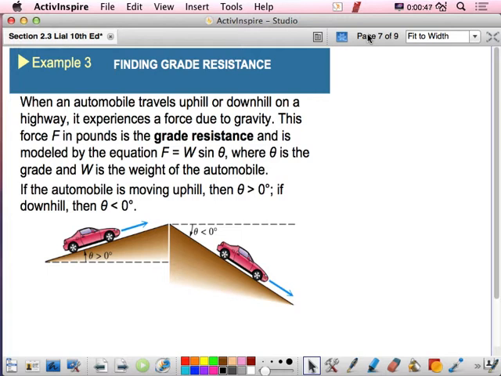Now that angle, the grade angle that they're talking about, that theta, is always measured between the horizontal and the line of travel. So in this case right here, it's measured as that amount. But over here, it's a little different because it would be measured horizontal to where we are. That theta is what they're calling the grade. Make sense? Okay.